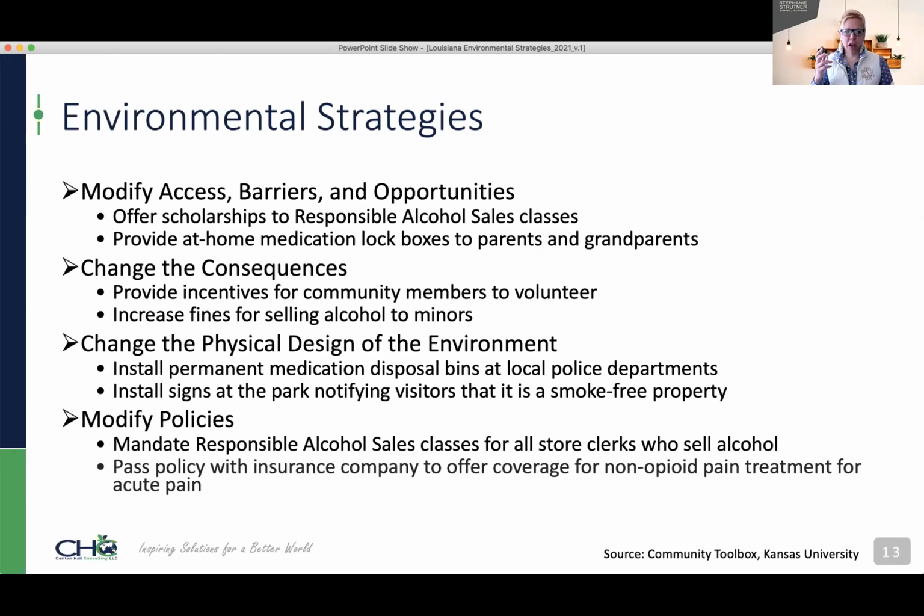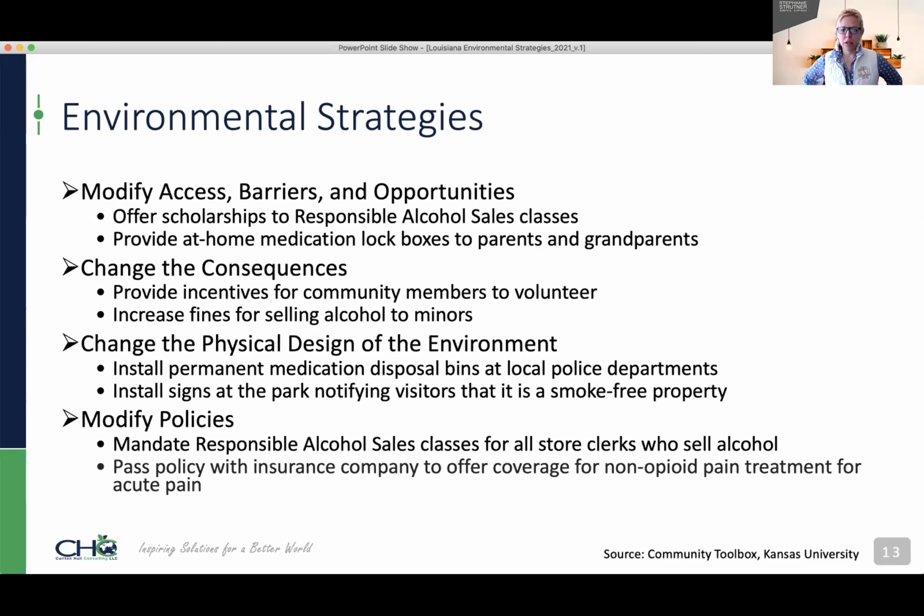Some examples of access or barriers might be offering scholarships to responsible alcohol sales classes in the community, or providing at-home medication lock boxes to parents or grandparents. When we think about changing consequences, we might provide incentives for community members to volunteer or increase fines for outlets that are selling alcohol to minors.